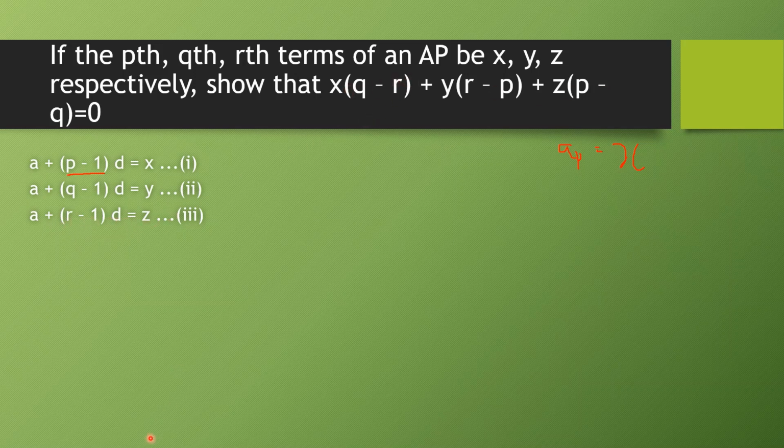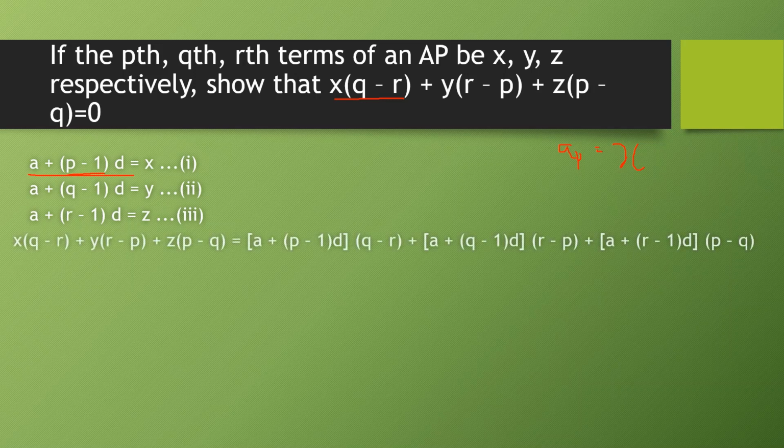Now I'll use this expression. Now please try to understand. I'll try my level best to explain it to you. So first what will we do? We will multiply X with Q minus R. What is my X? A plus P minus 1 D. So see, this is my X, I substituted the value of X, can you see here, and Q minus R as it is written. Then I have substituted Y over here. See, this value is Y. Then I have substituted Z over here. Okay. Now see what I have done. Now it's very difficult to open the bracket. So what I have done, see now, A will be multiplied by Q minus R.